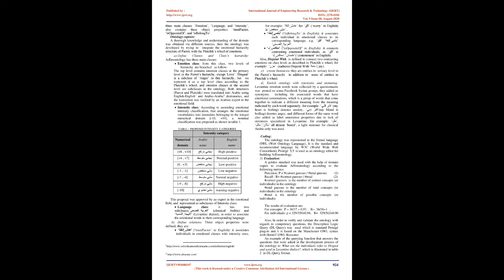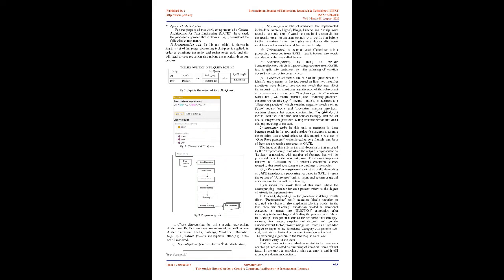Language class. It has two subclasses, Classical Arabic and Levantine dialect, in order to associate the emotional words to their corresponding language. Also, disjoint with is defined to connect two contrasting emotions on class level, as described in Plutchik's wheel, for example, sadness is disjoint with joy.